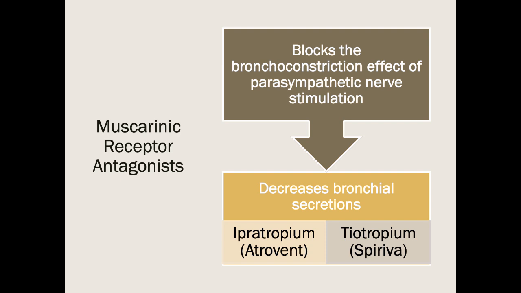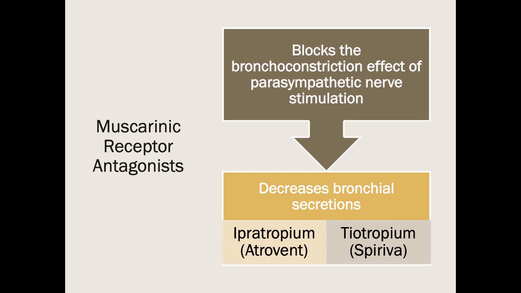So when we give a muscarinic receptor antagonist, like ipratropium or Atrovent, or something like Spiriva, which your patient might be on. We've got Atrovent on our trucks. Most of the time, a patient might be on Spiriva. These are muscarinic receptor antagonists, and they are blocking the parasympathetic system. They're blocking muscarinic receptors, decreasing bronchial secretions.